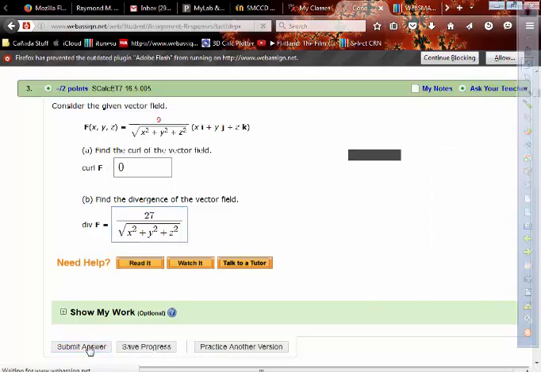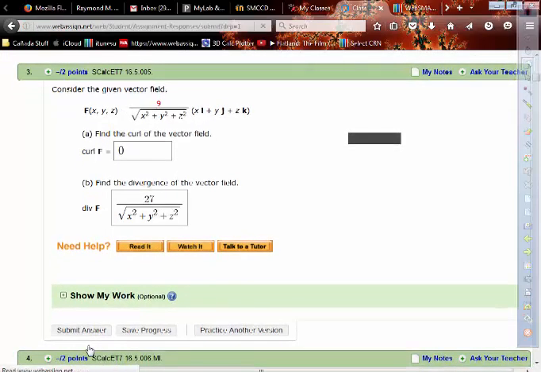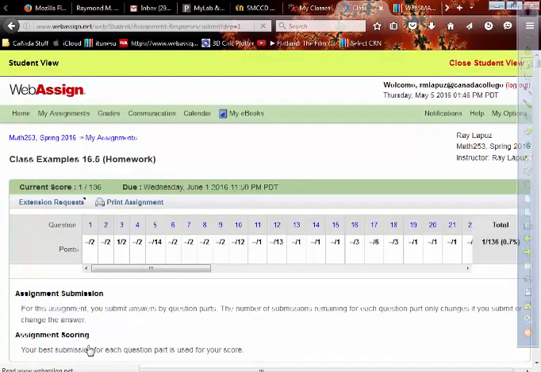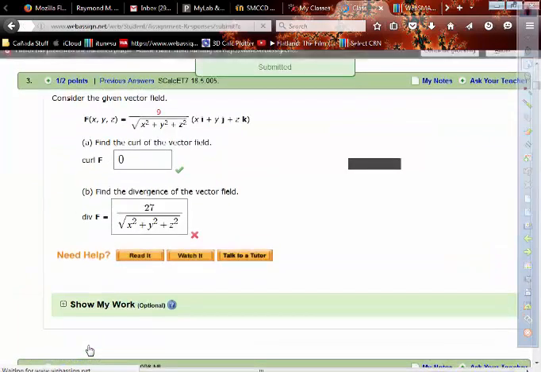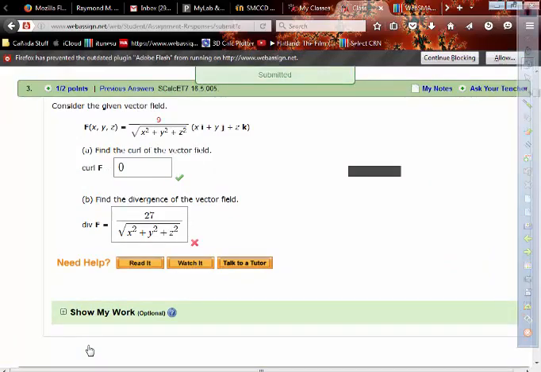The first one should be wrong because it needs to be a vector. I wonder if they're going to be okay with that. Is it partially? What? Oh no.